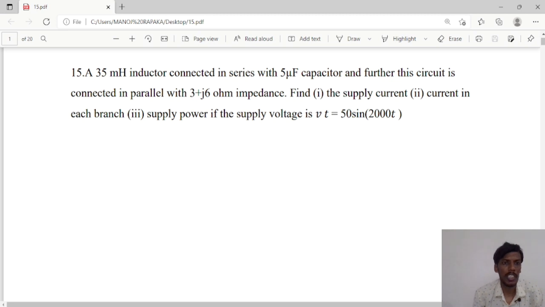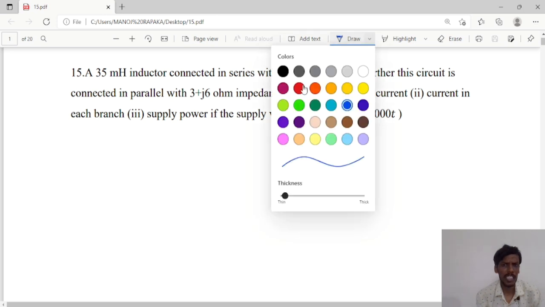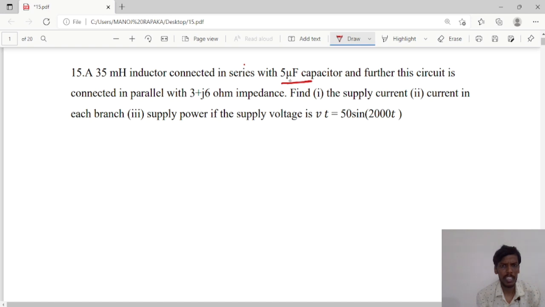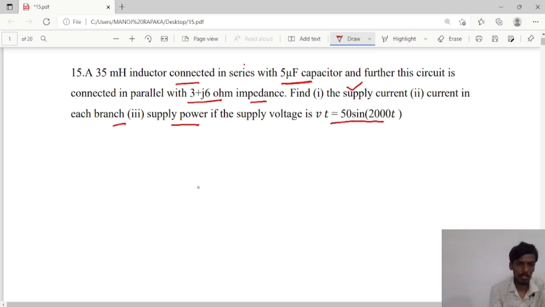Hello guys, today we will discuss some more problems. A 35 millihenry inductor is connected in series with a 5 microfarad capacitor, and it is further connected to a 3 plus J6 ohms impedance. Calculate the supply current, the current in each branch, and also the supply power if the voltage is 50 sine 2000 t.